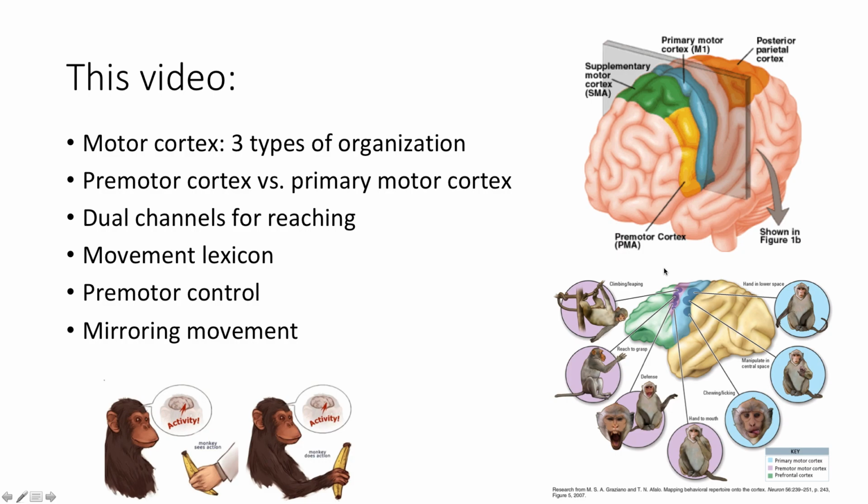So in this video, we are going to talk about the three types of organization in the motor cortex. We're going to talk about the premotor cortex versus the primary motor cortex. We're going to talk about dual channels for reaching, the movement lexicon, premotor control, and mirroring movement.